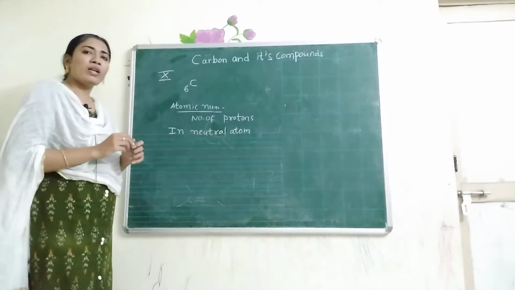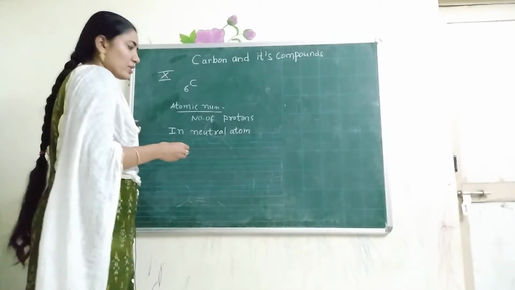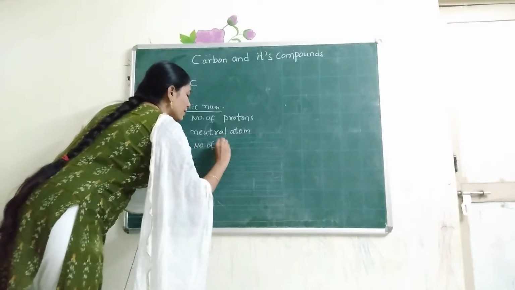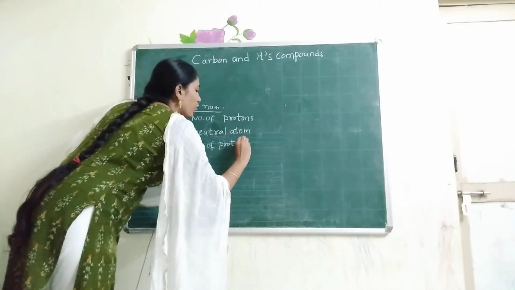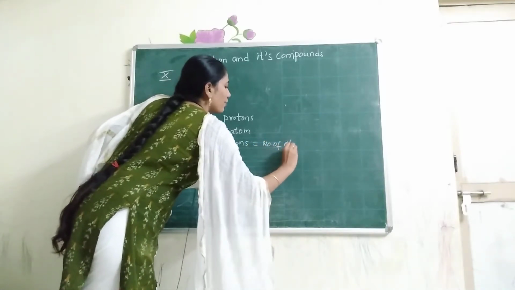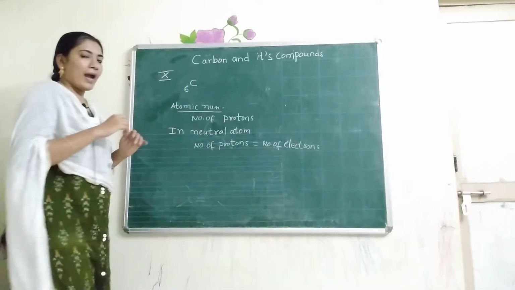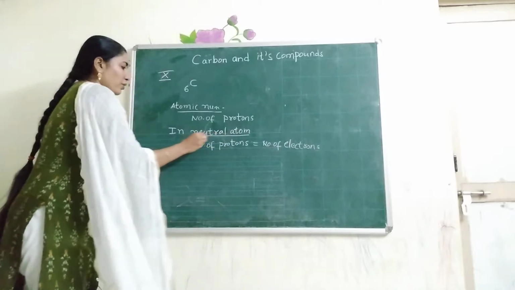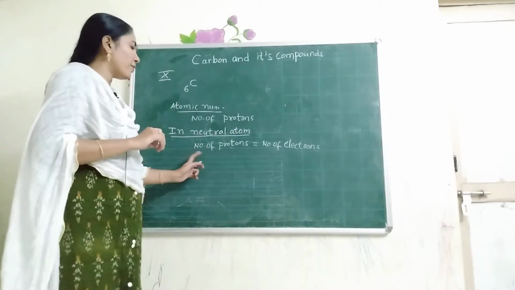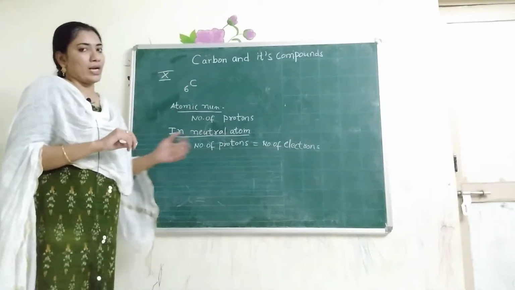So in a neutral atom, the number of positive charges is equal to the number of negative charges, isn't it? Therefore the number of protons is equal to the number of electrons in a neutral atom. Okay, this is true only for neutral atoms.